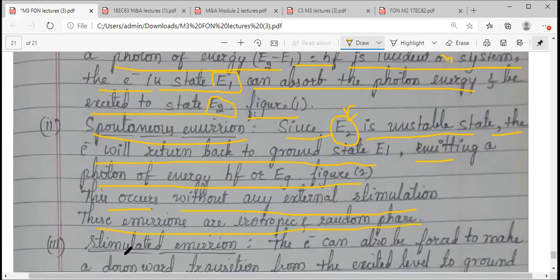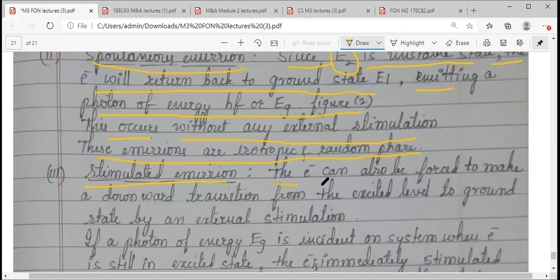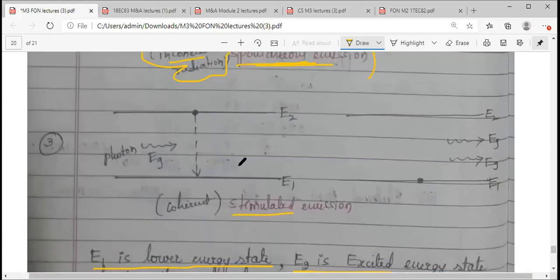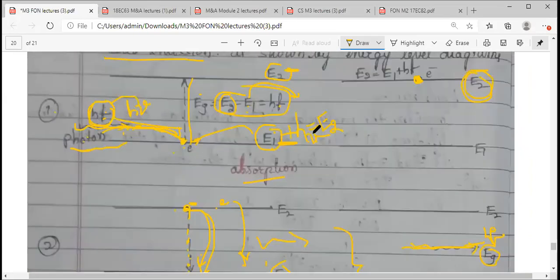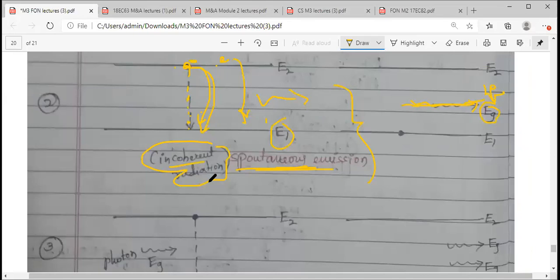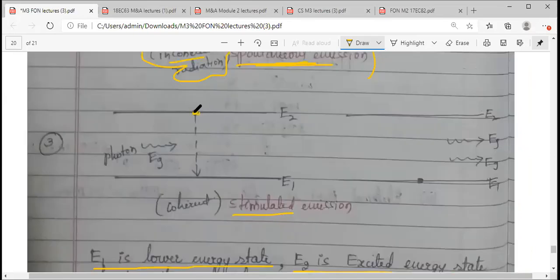Talking about the third one, stimulated emission. Here, the electron can also be forced to make a downward transition from the excited level to the ground state by an external stimulation. Let me go back here. I'm taking the reference of this first figure. The electron is already at the E2 level.